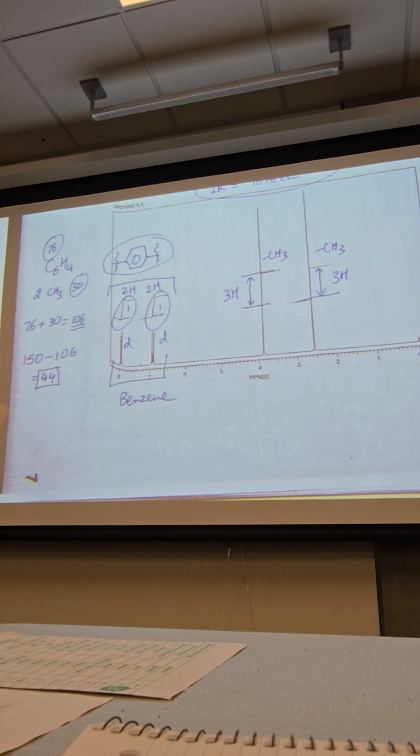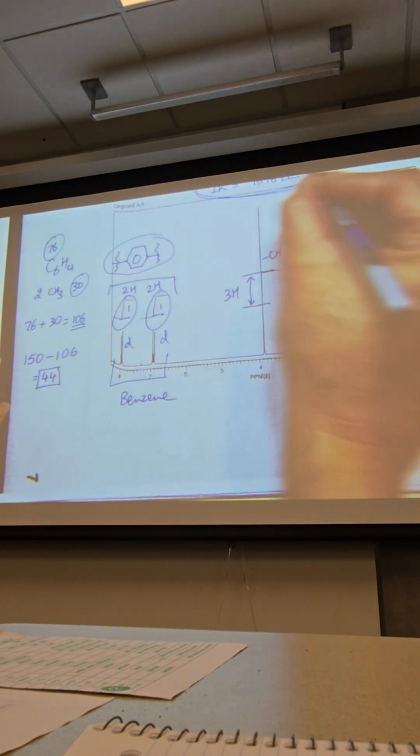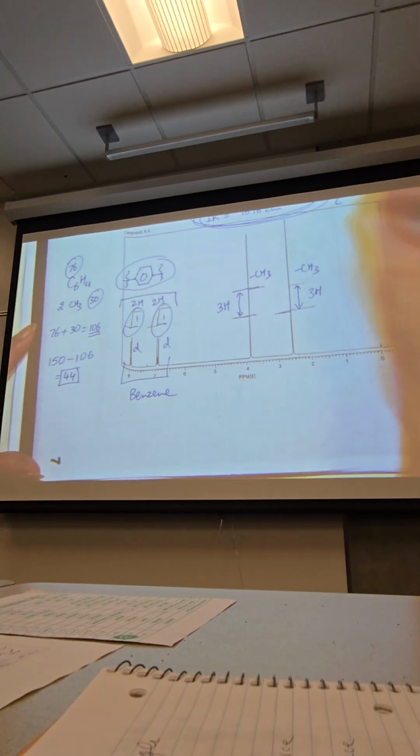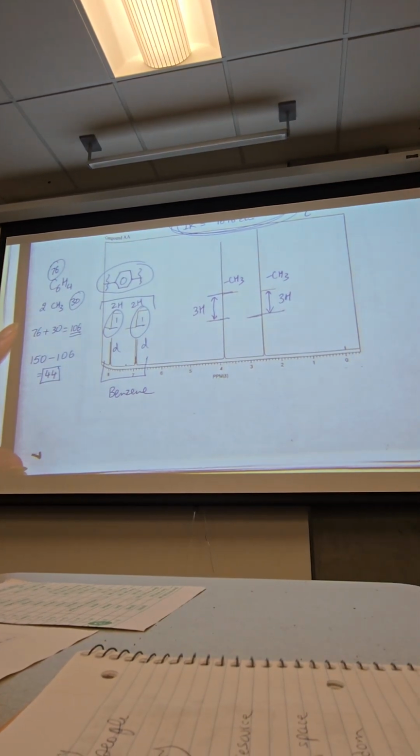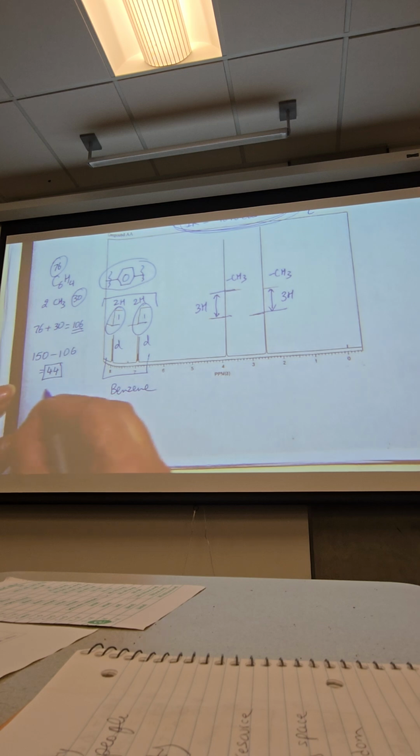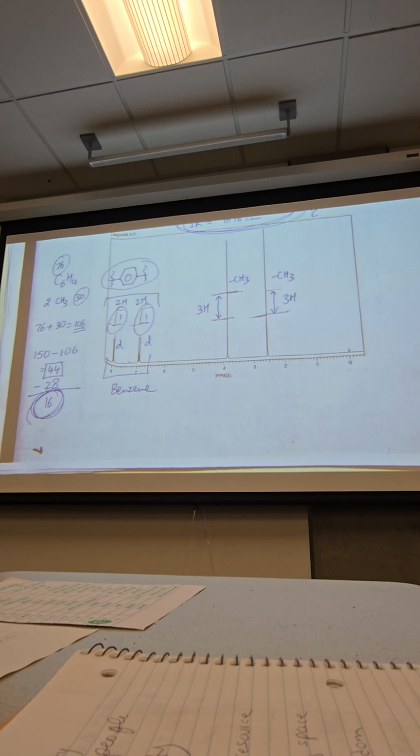Here's where mental math is going, especially with the IR given. What if this is actually a C double bond O? What's the mass of CO? What is C? The total's 28, so what is 44 minus 28? 16. What is 16? Oxygen. So what does that tell me? There are 2 oxygens and a carbon.